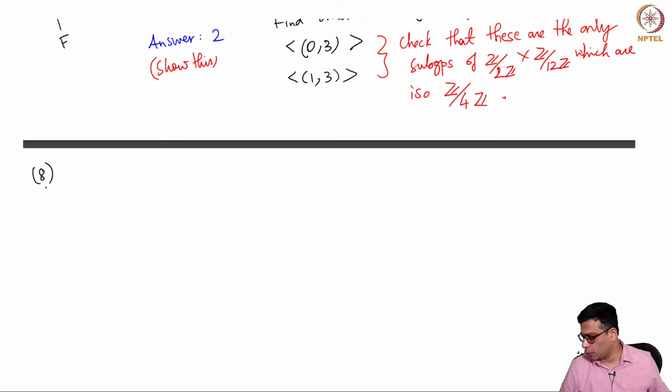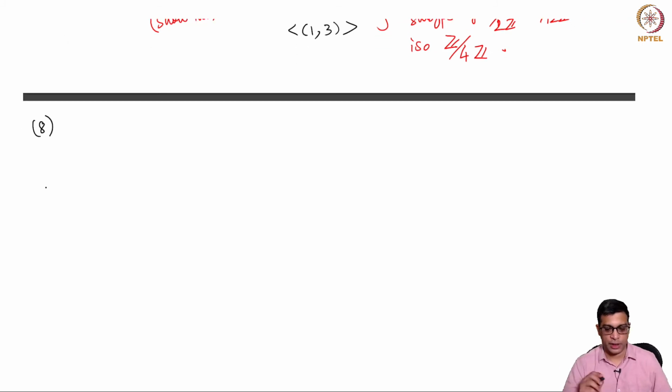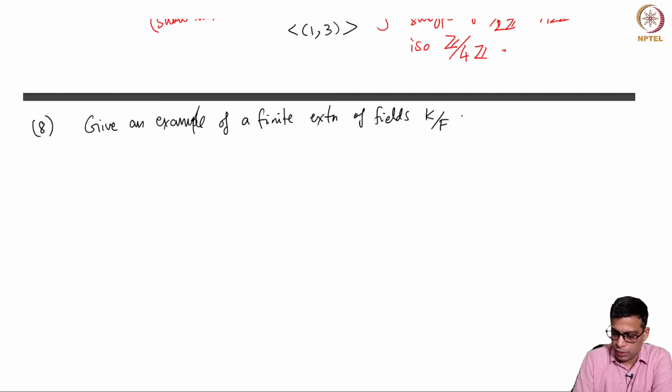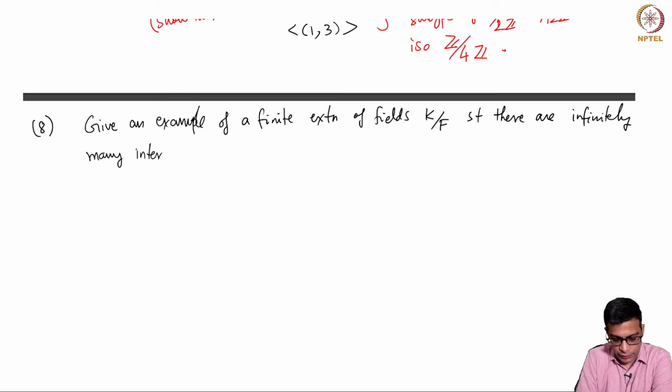Okay, so the next problem that I want to do is a problem that I remarked on earlier. So this is the problem which asks you to give an example of a finite extension of fields, let us say K over F, such that there are infinitely many intermediate fields.